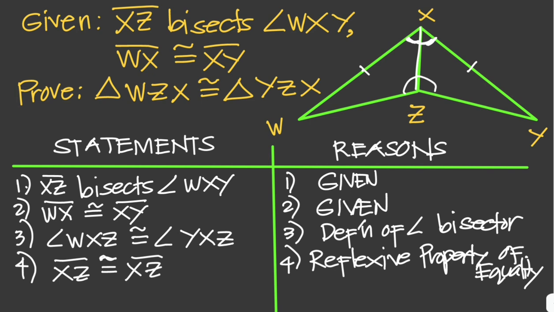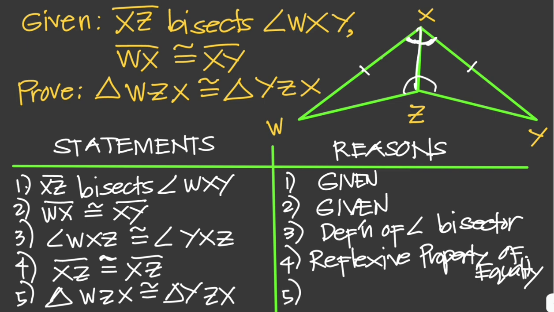Since we've already proven that one angle is congruent to another one and two sides, we can now write our proof. Therefore, triangle WZX is congruent to triangle YZX by side angle side. So we can say that these two triangles are congruent by SAS congruence theorem.